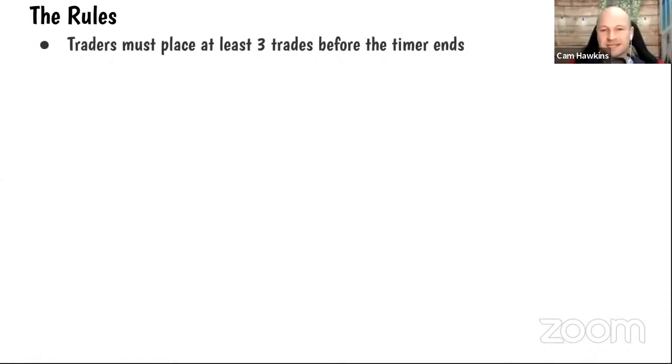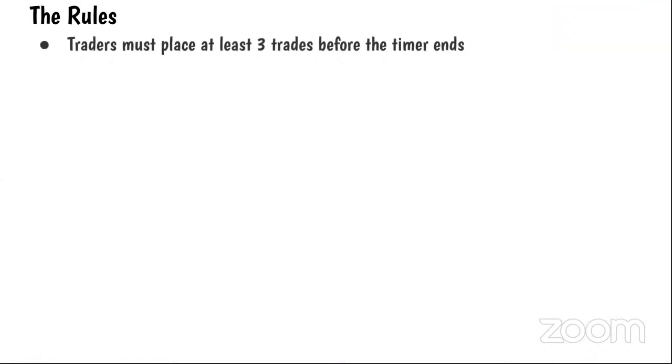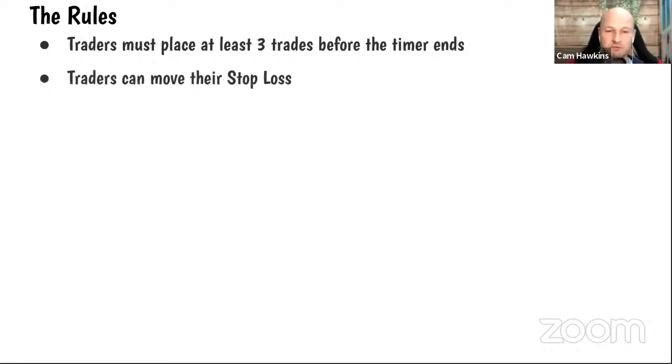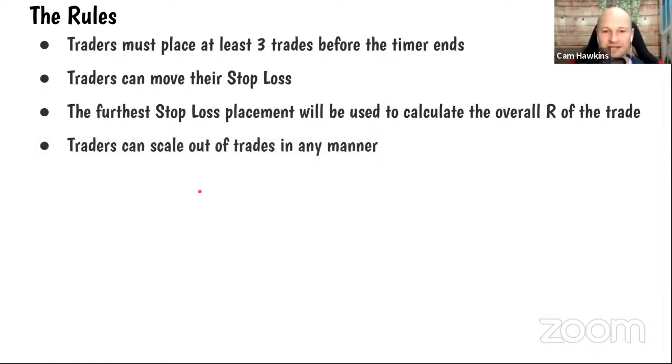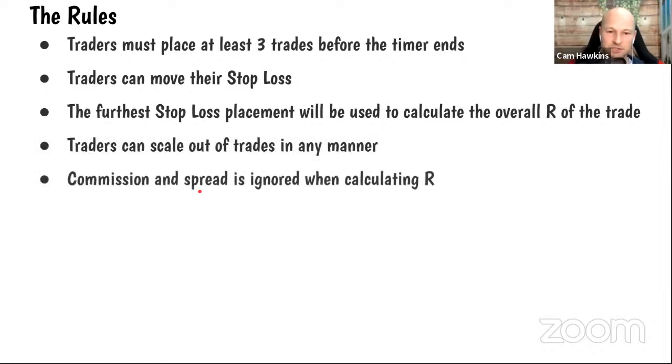The rules: traders must place at least 3 trades before the timer ends. Okay, so that's a new rule that came in the semis. Traders can move their stop loss. The furthest stop loss placement used will be used to calculate the overall R of the trade. What else we got here? Traders can scale out of trades in any manner. Commission and spread is ignored when calculating R.